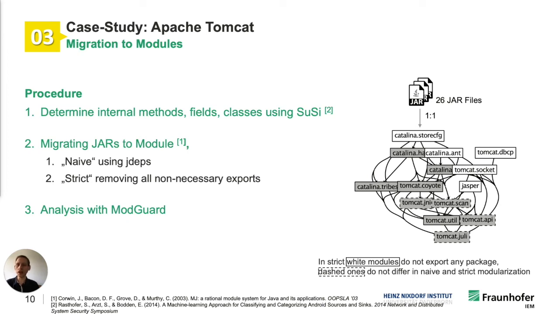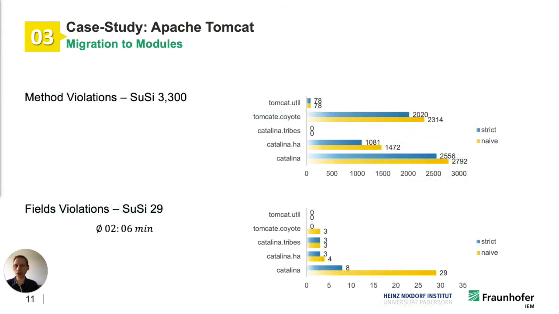To determine which fields, methods, and classes should be considered confidential, we used the machine learning approach SUSI. Our results show that in the naive and in the strict versions quite a lot of violations still occur, and that there's not a huge difference between the strict and naive version.